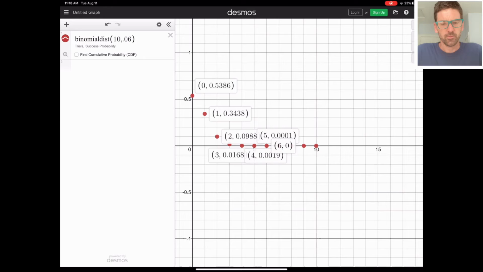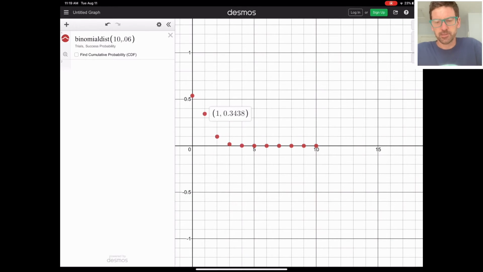Okay, so what's the chance of getting 1 success? You can see it's 0.3438. Okay, that's one right there, for example. Okay, what's the chance of getting 10 successes? Desmos rounds that to 0. There actually is a tiny probability, but it rounds to 0. And that makes sense that it would be so low because it's only a 6% chance of each person having O negative. What's the chance of all 10? That would be very small.